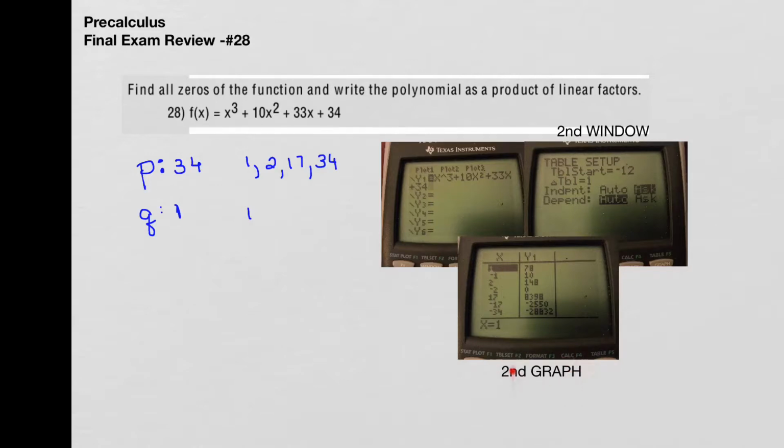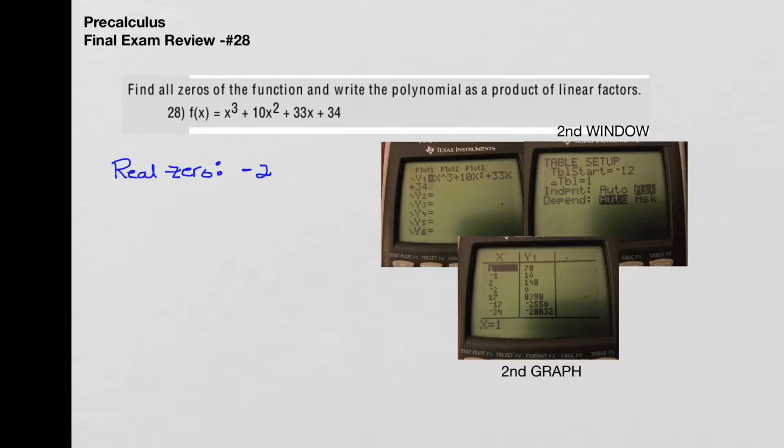So when I press second graph, I get to the table, and here's my table. I look at the values that I have here, and I'm looking to see is there a 0 in the list, and of course there is, and that is -2. So that means -2 is a real 0. And I've got everything on here except for positive 34, so there's just the one real 0. We know with a third degree polynomial there can either be 1 or 3 real zeros, and so this is one real 0.